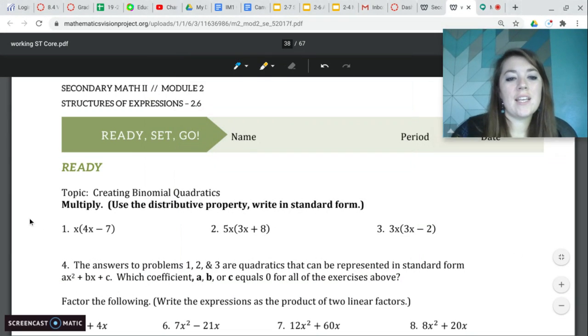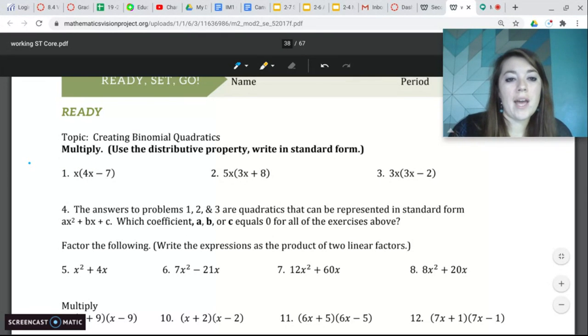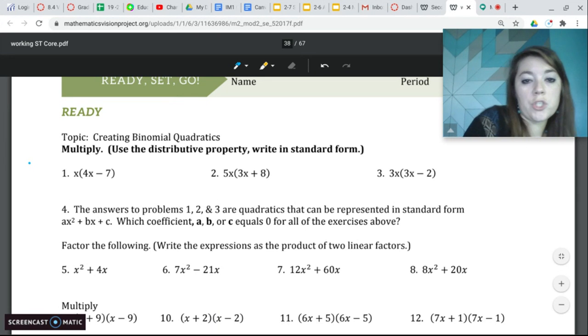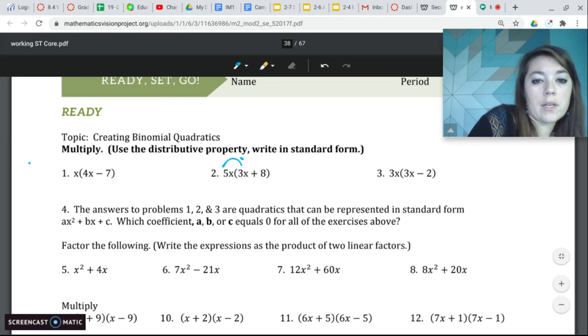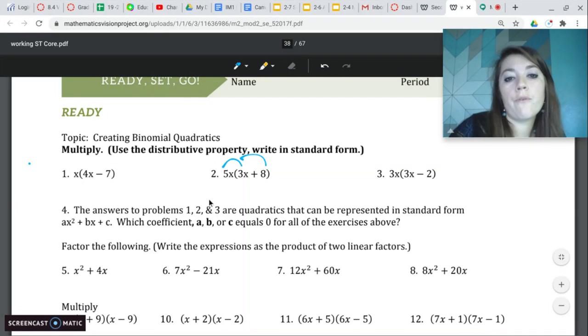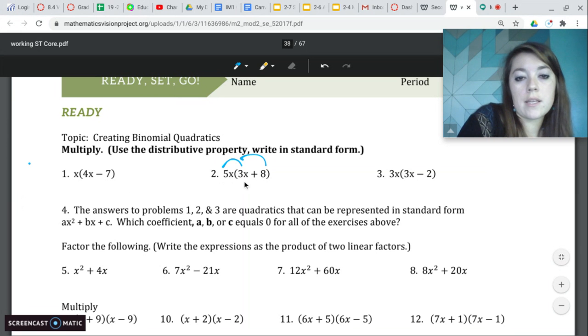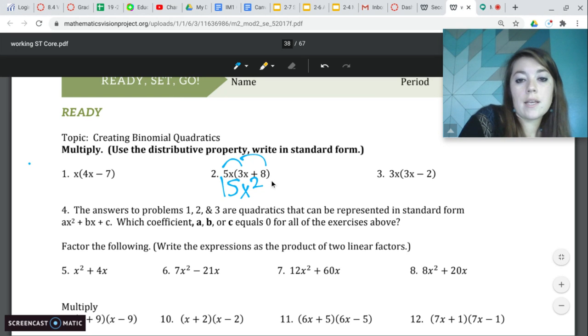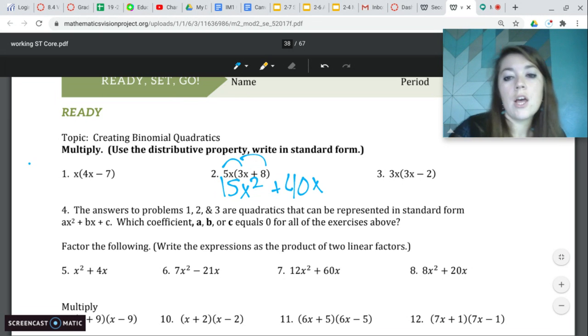So what we're looking at here is creating binomial quadratics. We're going to use the distributive property so we can write these in standard form. I'm going to do number 2 with you. We're going to distribute the 5x to both the 3x and the 8. So 5x times 3x is 15x squared, and 5x times 8 is going to be plus 40x.